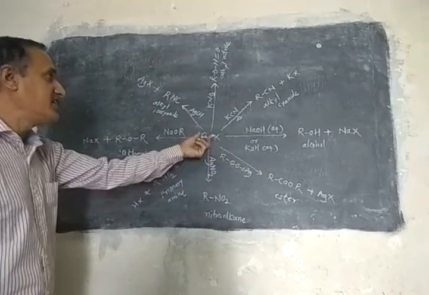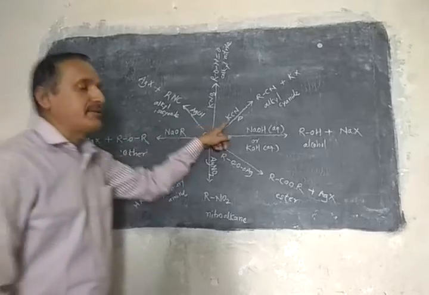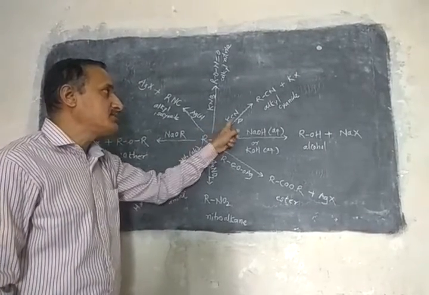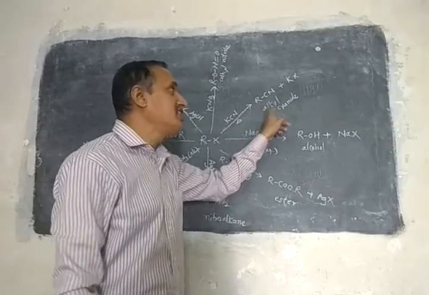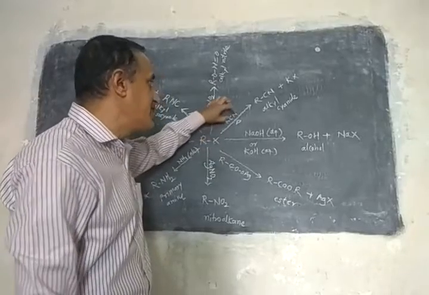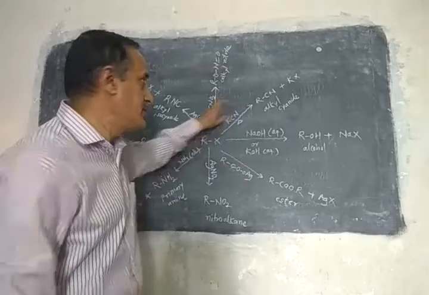Again, alkyl halides react with KCN. When RX, the alkyl halide, reacts with potassium cyanide, we get the alkyl cyanide. Here CN replaces X. CN acts as a nucleophile.